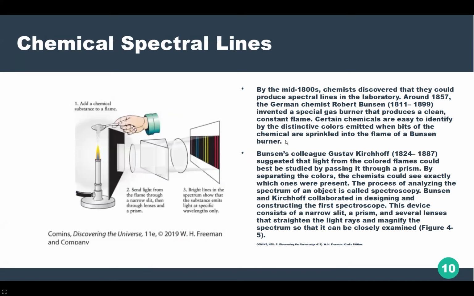Bunsen and Kirchhoff collaborated in designing and constructing the first spectroscope. This device consists of a narrow slit, a prism, and several lenses that straighten the light rays and magnify the spectrum so that it can be closely examined.